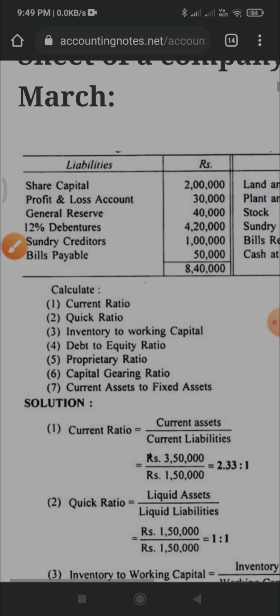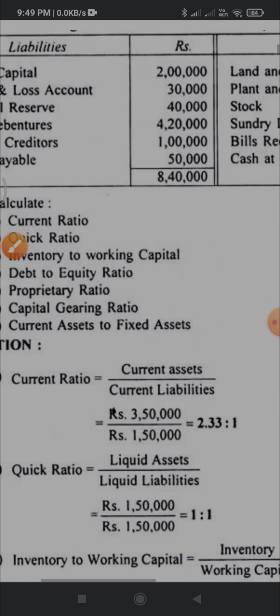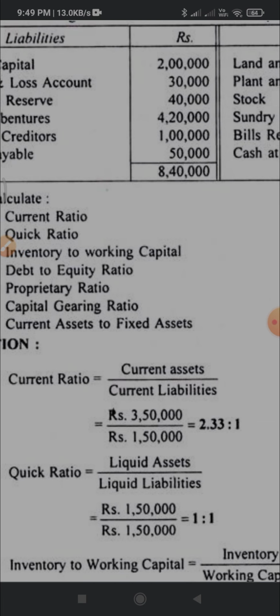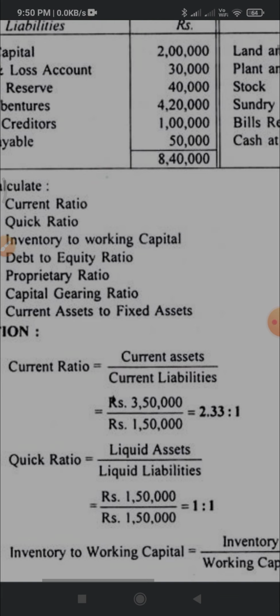Now they ask to calculate the current ratio. The current ratio formula is current assets divided by current liabilities. Current assets we calculated just now as 3,50,000, and current liabilities are 1,50,000. The ratio is 2.33 is to 1. The current ratio is 2.33 is to 1.